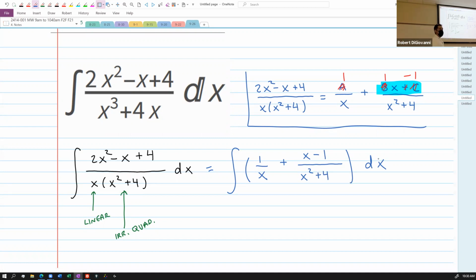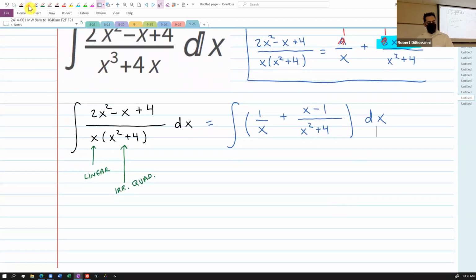The first one's easy, right? The first one's easy. Natural log x. The second one is a linear over an irreducible quadratic, which is what we were knowing it would be. I don't want to say we were hoping for it, but that's what we got. So how do y'all want to do the second one? Do you want to split it in 2 integrals? That's fine with me. I will hesitantly comply.